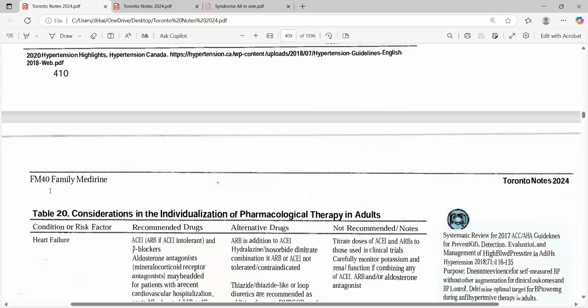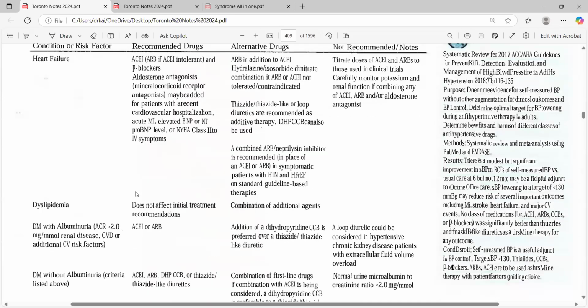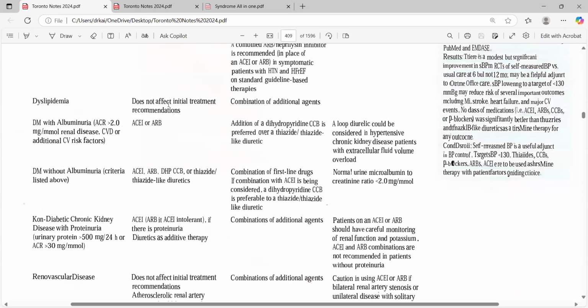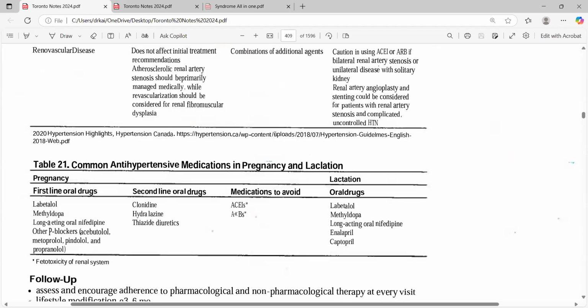And then remember the heart failure, in that one, we give the ACE inhibitors and beta blockers. For dyslipidemia, it usually does not affect the initial treatment. We have to check the statins and all of those ones. Otherwise, we start with ACE inhibitors for the rest of the cases where the kidney is the problem.